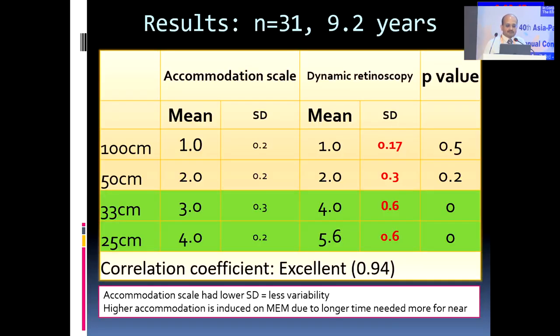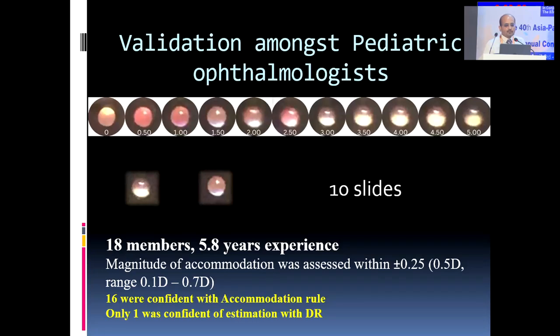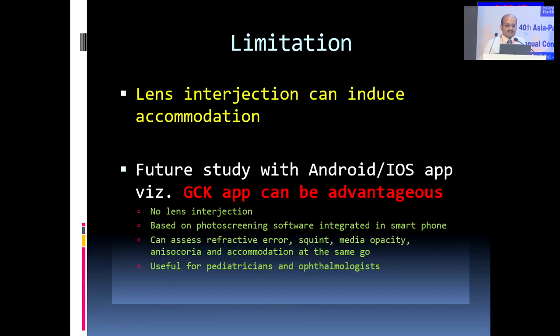And when we compared, we found the accommodation scale to have better values at 33 and 25 centimeter versus the current gold standard, and the correlation coefficient was excellent between the two techniques. We also validated the same scale among pediatric eye surgeons of the city, and we found at the end of the validation, 16 out of 18 members were able to confidently assess using this particular scale.